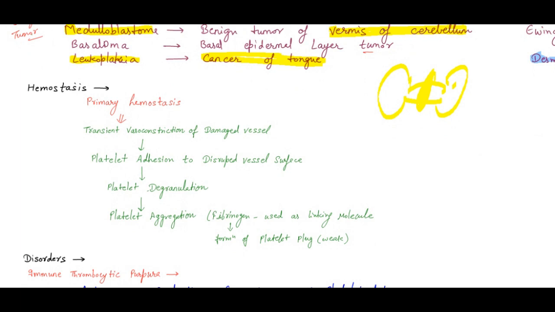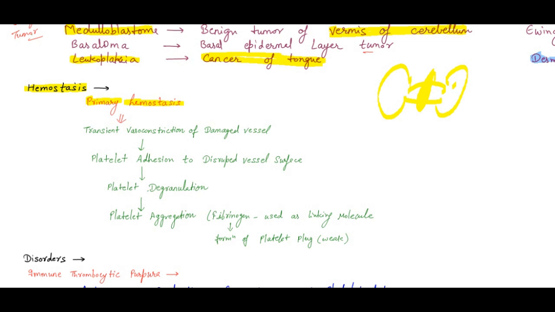Then the next topic we have is hemostasis. Hemostasis simply means maintaining our body environment. I have a complete video, so you can check it there. There are two types: primary hemostasis and secondary hemostasis. In primary hemostasis, there is a transient vasoconstriction of the damaged vessels.